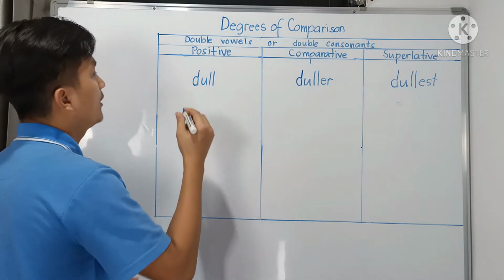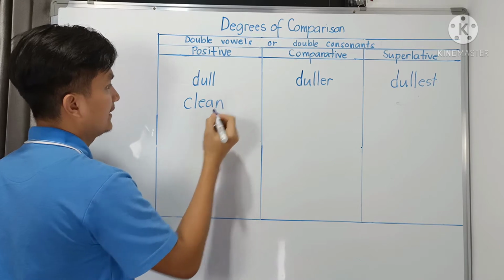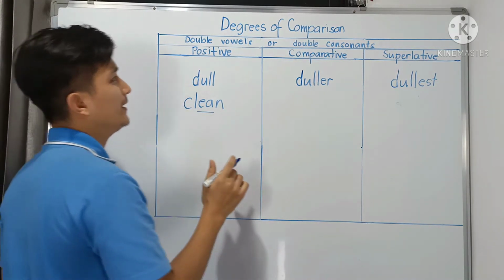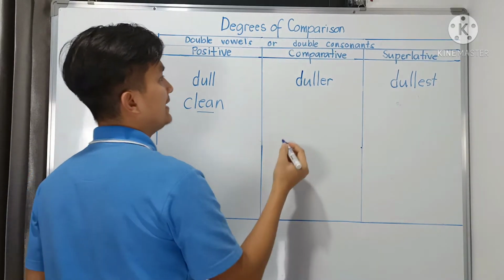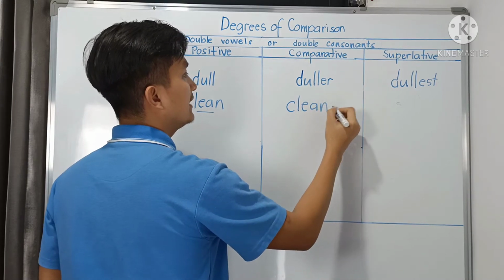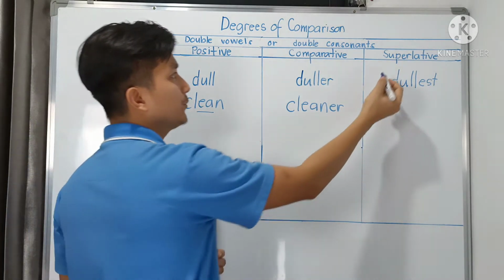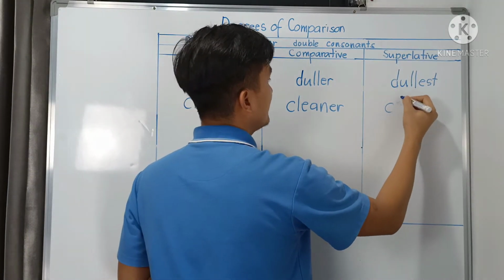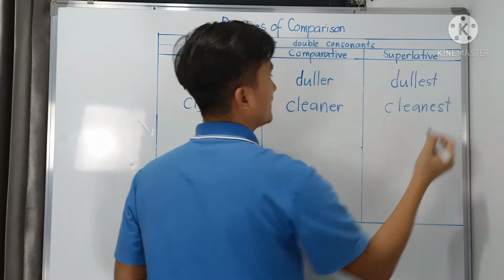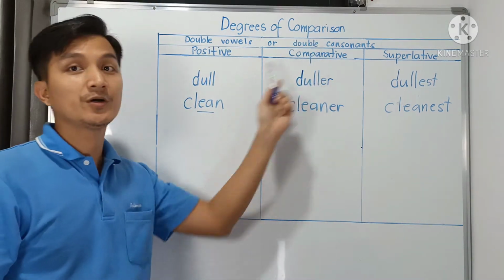How about if we see double vowels, like for example, the word clean. You see this? Two vowels. So what you're going to do is add ER as well. Clean, ER would be cleaner. And the superlative form would be cleanest. Alright kids, it's easy if you follow the rules.